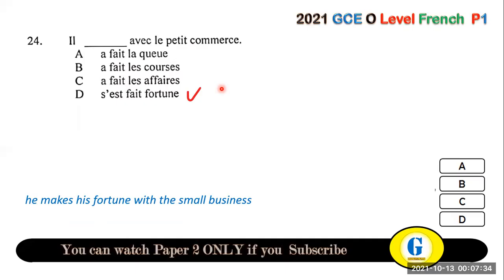Question 24. Il blabla avec le petit commerce. So he makes his fortune with the small business. Il a fait la queue. We cannot use all of these. The best alternative here is the last one. Il se fait fortune. That means he's making a fortune with his small commerce or small business.